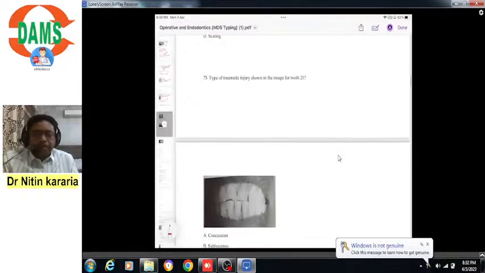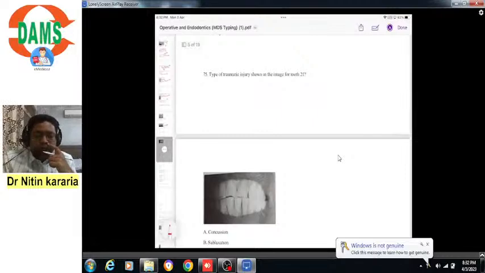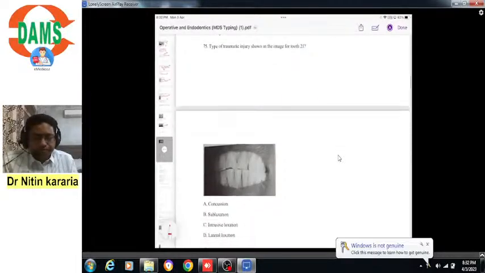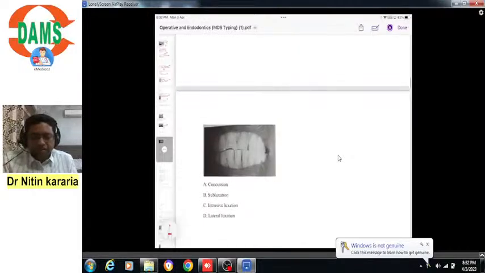Okay, the type of traumatic injury shown in the image for tooth number 21 is what? Is it concussion, subluxation, intrusive luxation, or lateral luxation? They are asking you about tooth number 21. This tooth they are asking you about. So what type of injury is it? Concussion, subluxation, intrusive, or lateral luxation?